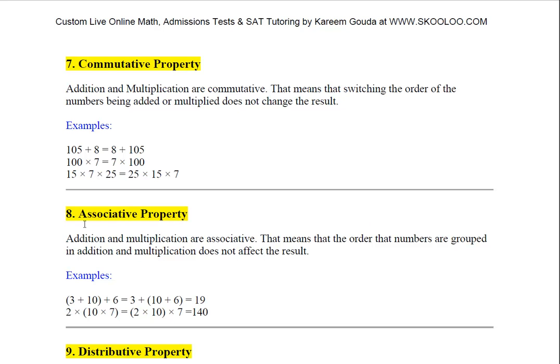At the end, if you're just adding or you're just multiplying, you can change the order without affecting the final answer. The associative property, also for addition and multiplication, says that if you have grouped numbers that are added or multiplied using parentheses, you can still change the order. So 3 plus 10, all between parentheses, plus 6 is the same as 3 only plus 10 plus 6 in parentheses. They will both give you the same final answer. Similarly, 2 times 10 times 7 in parentheses is the same as 2 times 10 in parentheses times 7.